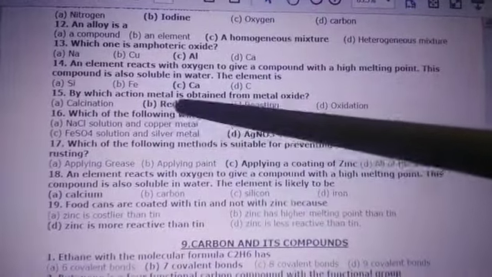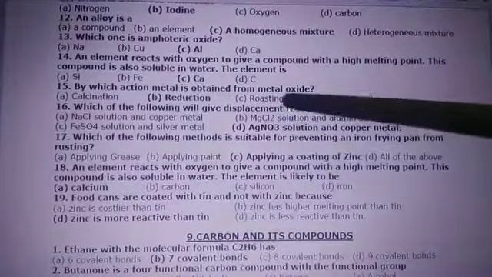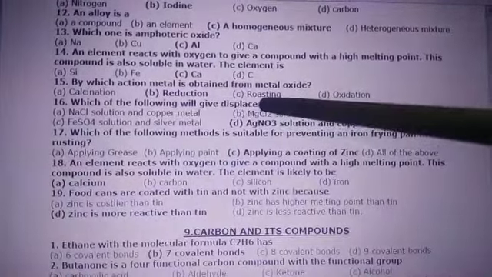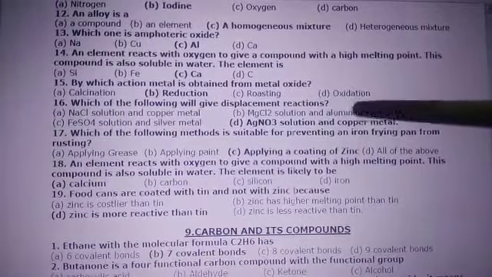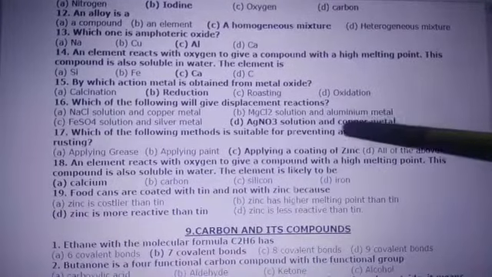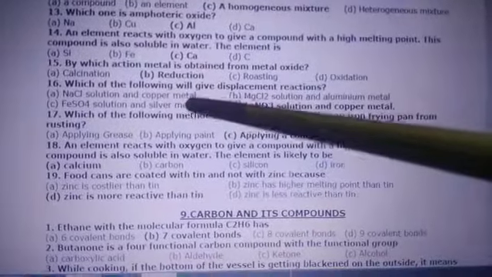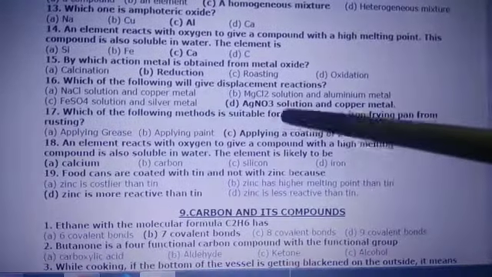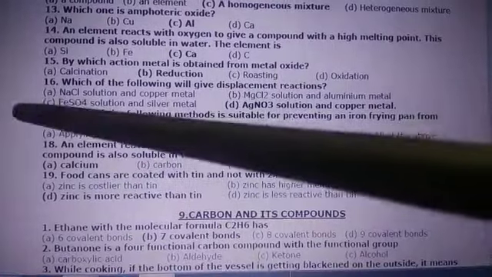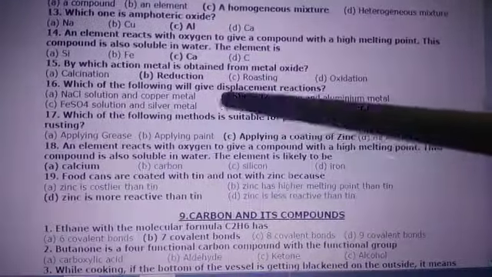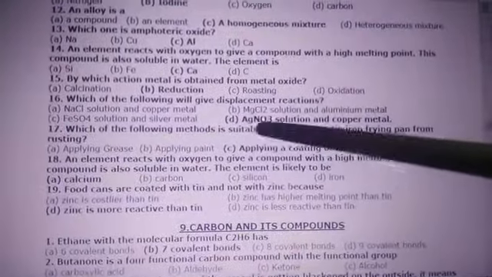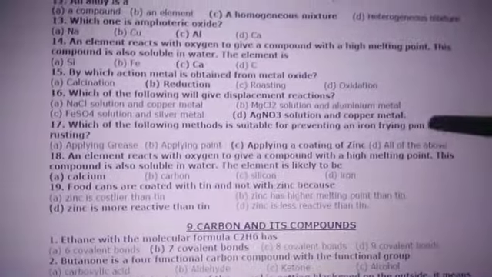15th. By which action metal is obtained from metal oxide? A, calcination, B, reduction, C, roasting, D, oxidation. 16th. Which of the following will give displacement reactions? A, NaCl solution and copper metal, B, MgCl2 magnesium chloride solution and aluminium metal, C, iron sulfate solution and silver metal, D, silver nitrate solution and copper metal. The answer is D, silver nitrate solution and copper metal.